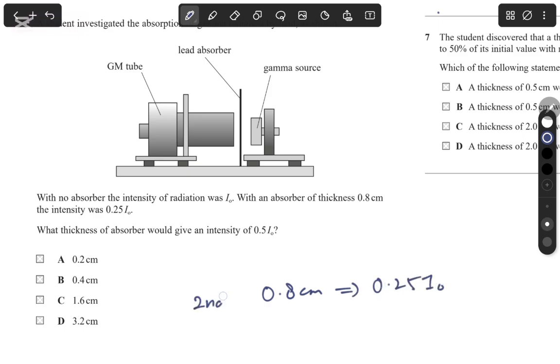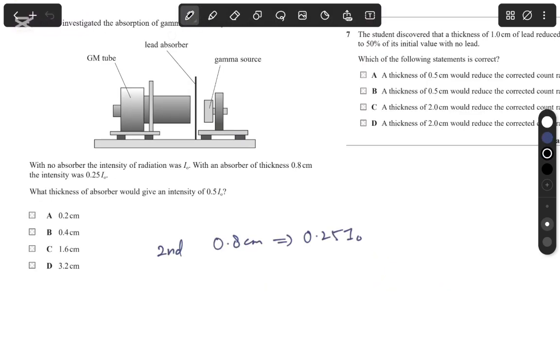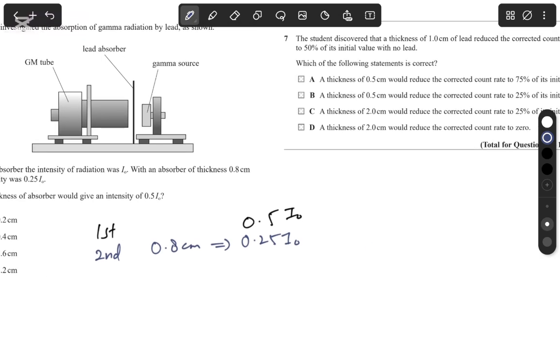So this is going to be the second half thickness, right? This is going to be the second half thickness. Okay, so what we want to do here is we want to find the first half thickness. So we want to find the 0.5 I naught. Okay, so remember, for every x thickness, we don't know what this x is, for every x thickness, the intensity will become half. Okay, so initially it was some x and then another x, so plus x, and you get 0.8, right? I don't think this is the best example to explain this.